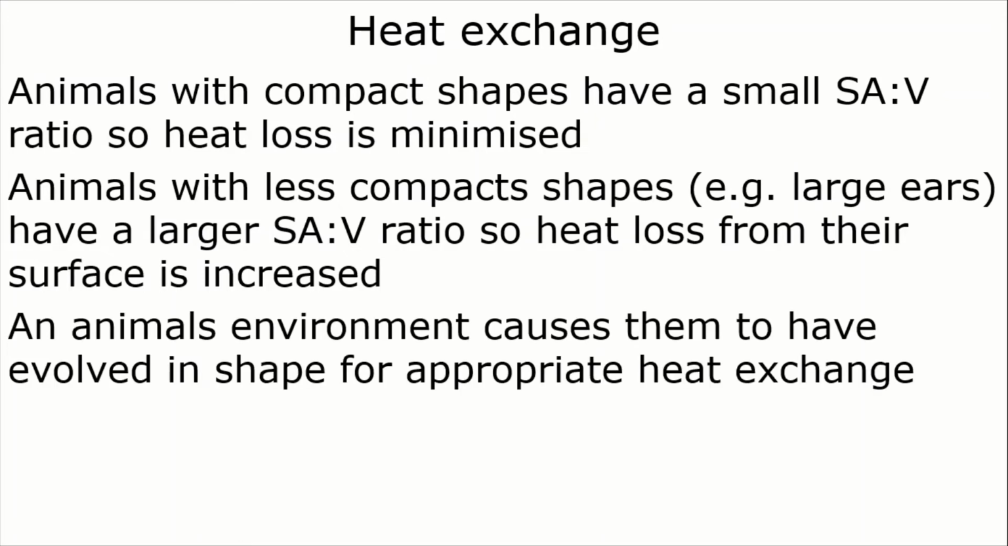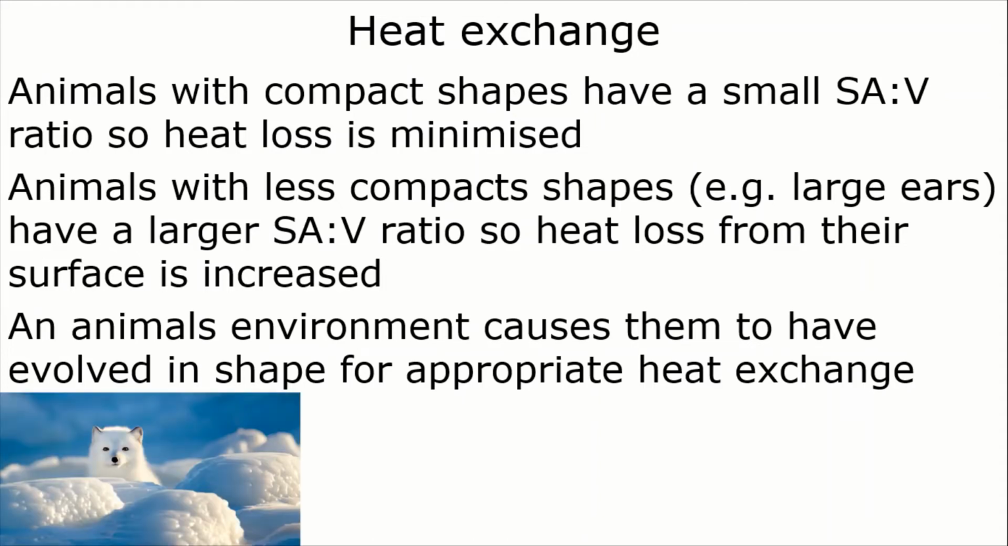An animal's environment can also cause them to have evolved in shape for appropriate heat exchange, and I'm going to give you some examples below. So on the left we can see we've got this lovely cute and fluffy looking Arctic fox, and we can see that it's got very small and compact ears, and this is because it lives in an extremely cold environment and therefore has these small ears to help minimise its heat loss to the environment.